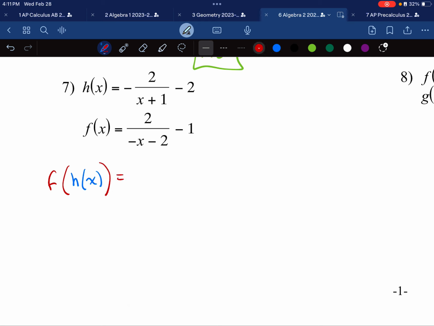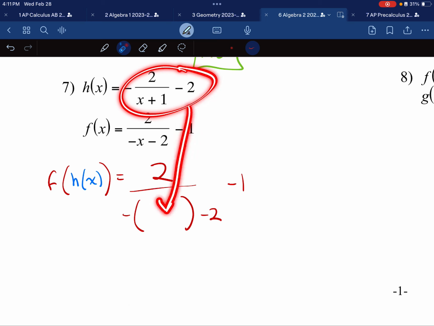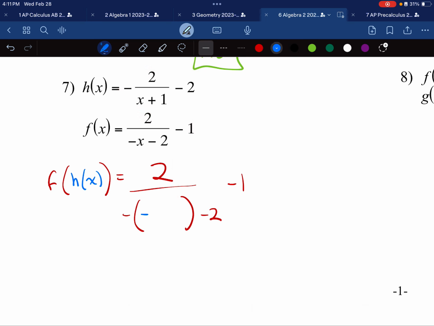Okay, let me rewrite f. F is 2 all over negative x minus 2, then minus 1. So what is x? X in this case is h of x. H of x is all of that function which gets plugged into that parentheses. So I have a negative 2 over x plus 1 minus 2. The very first thing I see is I can distribute my negative, so the negative will cancel out everything. So really what I have here is 2 all over a 2 over x plus 1 plus 2, then minus 2.